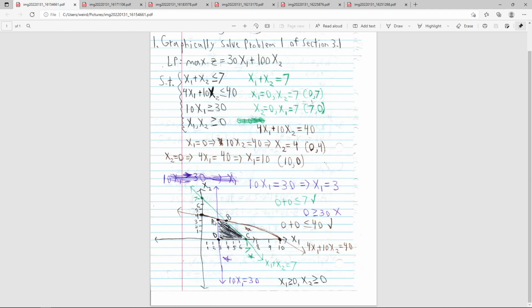Okay, so here we see A, B, C, D. Well, A, D, and C are known because those are points. D is just the point on the x-intercept where x1 equals 3 and x2 equals 0.